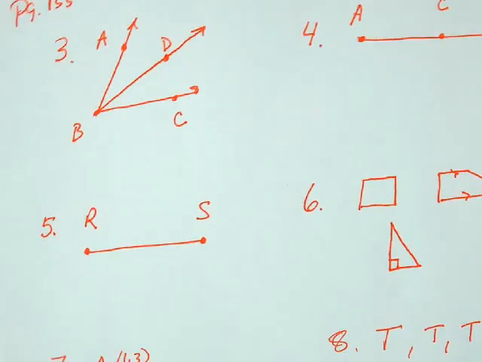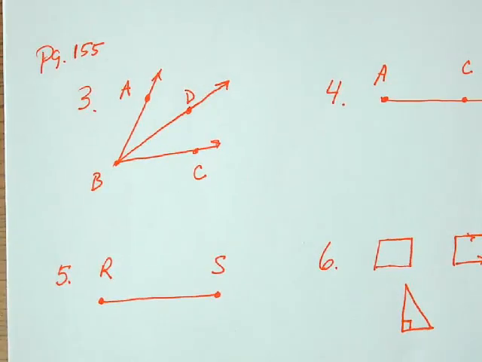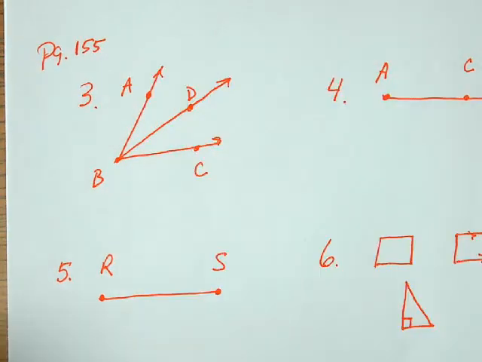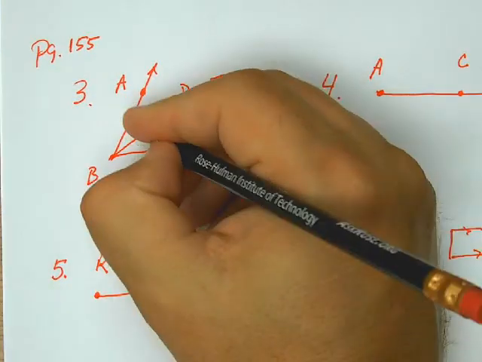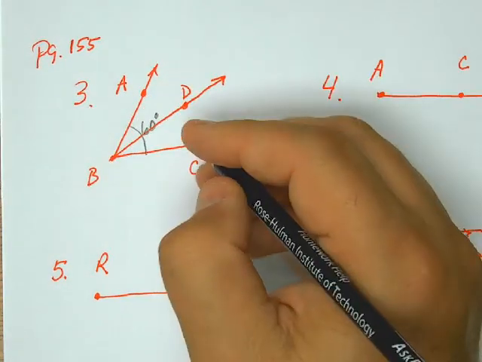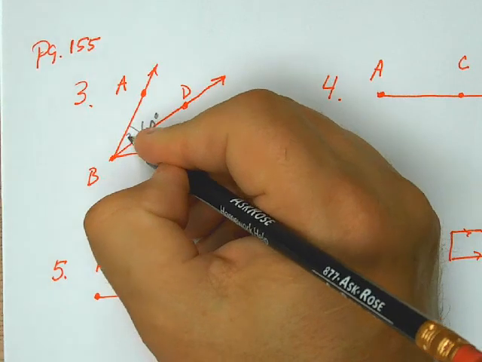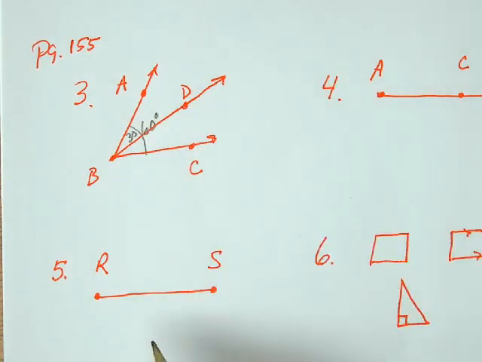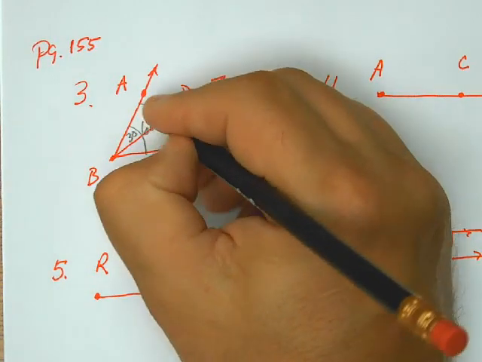Oh, okay, yeah. All right, so number 3, let's take a look. It says, does the ray BD bisect angle ABC? Select yes or no. So D is here in the middle, and if ABC is 60, so I'm going to mark this up pretty good, so you got to follow along. If the whole thing is 60, and the measure of angle ABD is 30, does that mean that D is the bisector? Yes.